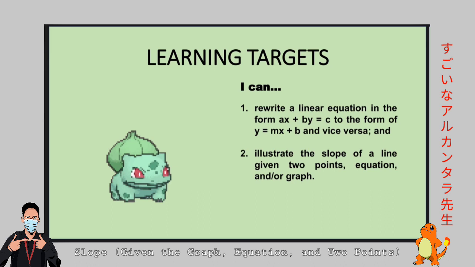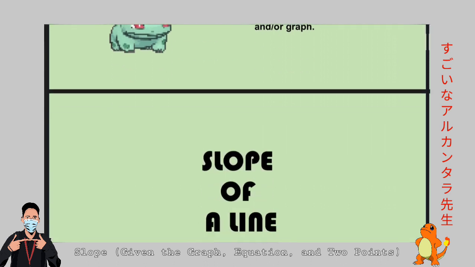So our goal for the second learning target is to illustrate the slope of a line given 2 points, equation, and/or the graph. So we will have three different situations wherein we will be identifying the slope. And we're going to maximize those concepts in order for us to apply that skill in graphing and plotting of points. So let's start with our first concept, which is the slope of a line given the graph.